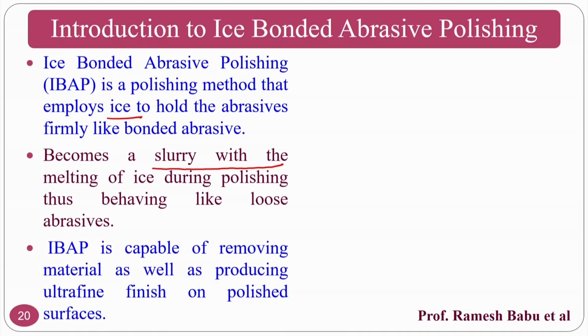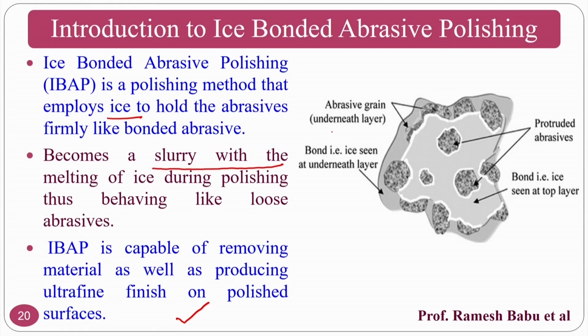So, ice bonded abrasive polishing is capable of removing material as well as producing ultra fine surface polish. It can be used for material removal, and it can also be used for ultra fine finishing applications. If I want to remove material, then I need a hard grade with respect to a soft workpiece material. If I want to go for ultra finishing, there you can go for the soft type of grade.